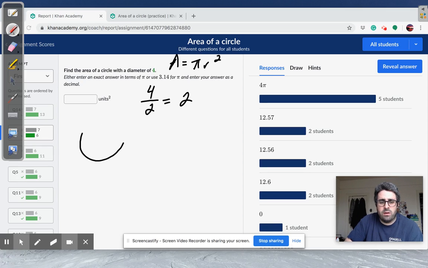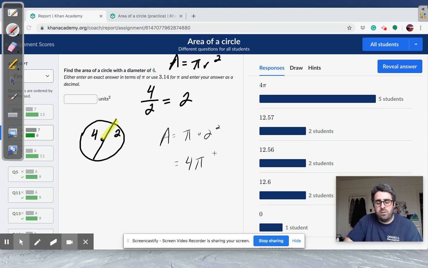So like if you had a circle and the diameter was 4, the whole thing was 4, half of that would be a radius. So half of this would just be this piece, which is 2. So you're using 2 as the radius. So when you find the area, it says A equals pi times 2 squared, which is 4 pi. So you could enter your answer as 4 pi, or it says to use 3.14 as pi.